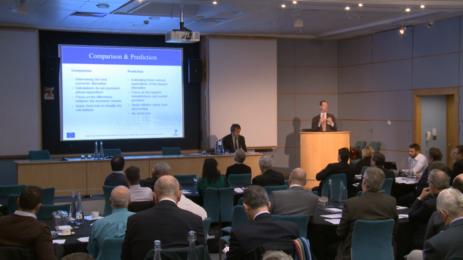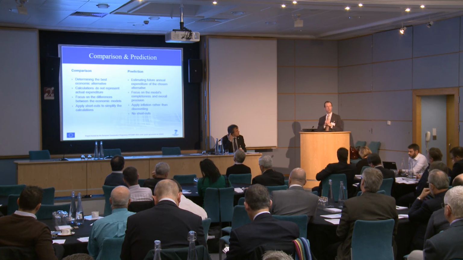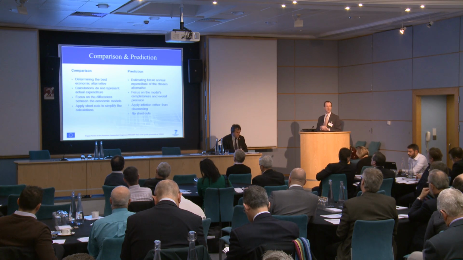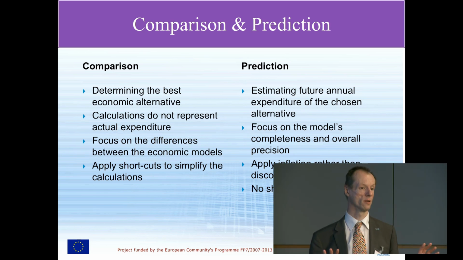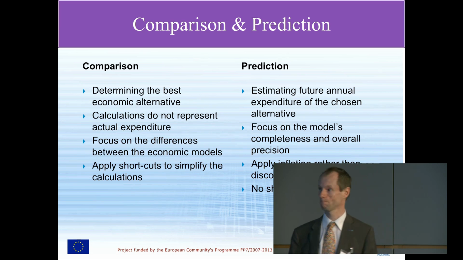And there are some rules which we have to apply if we're going down one route rather than the other. If we're comparing alternatives against each other, then we're trying to determine the best economic alternative. It's important to realise that the calculations we make are not representing actual pounds or euros. It's all just a number. And it's whether one number is bigger or smaller than another, and by how much. So what we're trying to do is focus on difference.